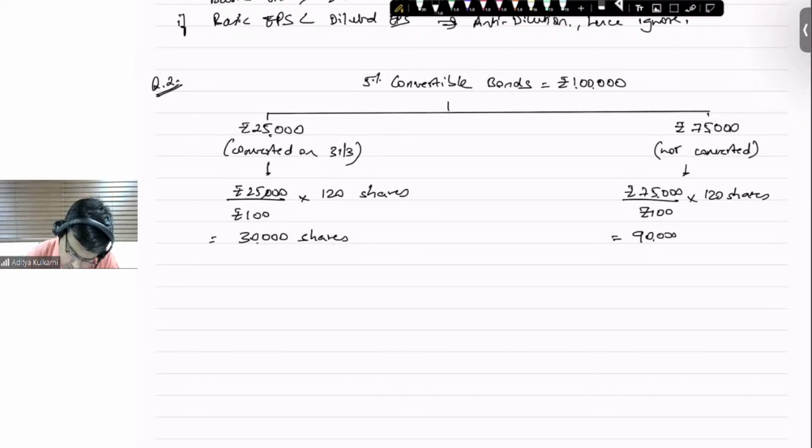Not converted: 90,000 shares. So if you look at these first set of shares of 25,000 rupees, they are converted from 31st March. That means they are in existence right from 1st April till 31st December. So actually they are present.